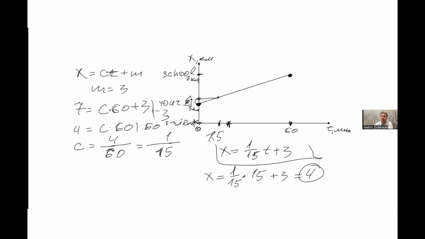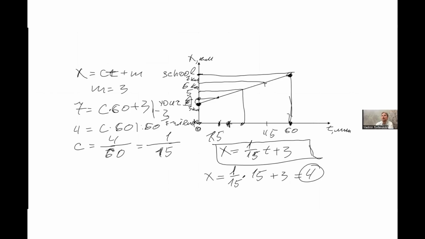In another 15 minutes, half an hour from our departure, we'll get another kilometer and we'll get to the point 5 kilometers from our friend's house. And in 45 minutes, another 15 minutes, we'll get to the point of another 1 kilometer, 6 kilometers. And another 15 minutes, we are at school. Finally, using this equation, we can now find where we would be after some time has passed.